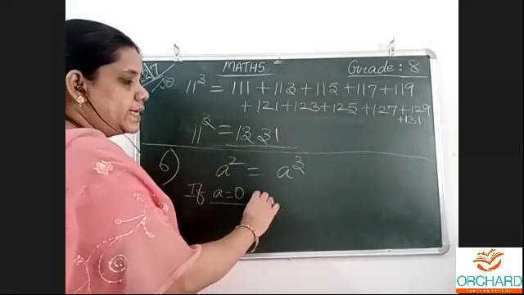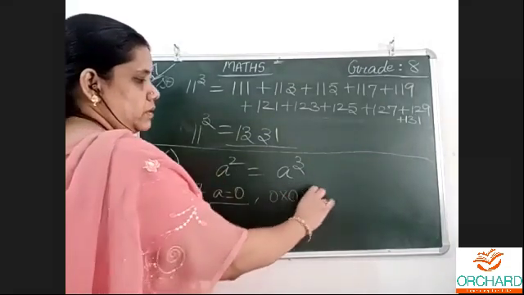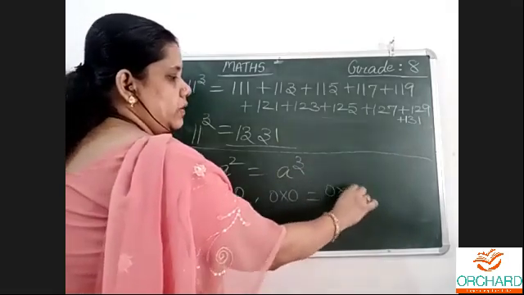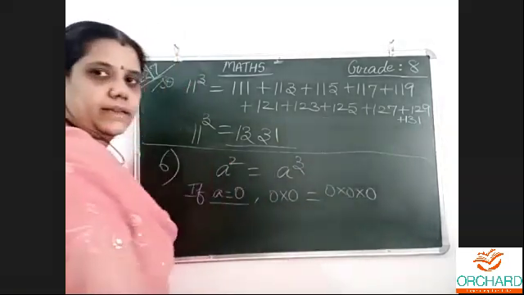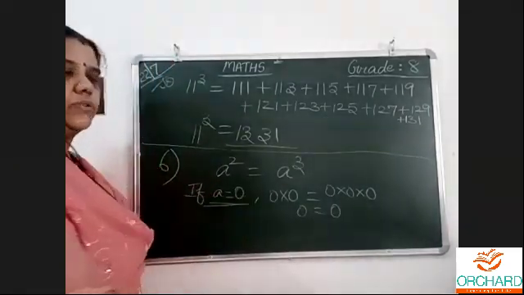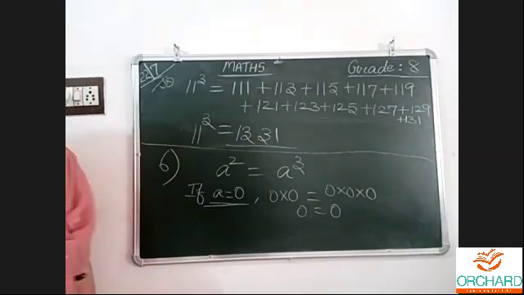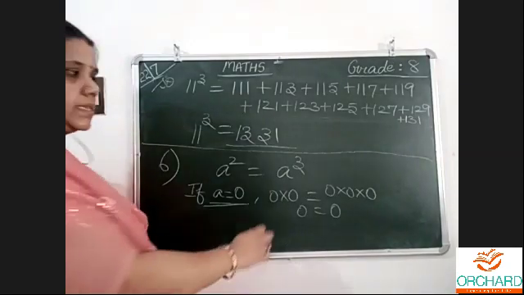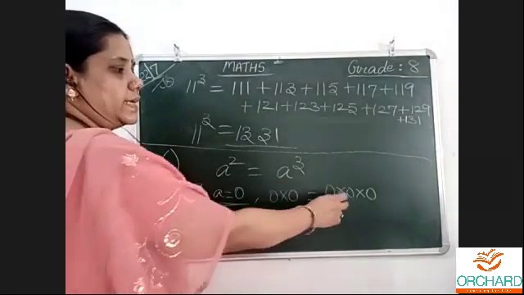If A equal to 0, think and see. If A equal to 0, good. So 0 squared is what? 0 into 0. What is 0 cube? 0 into 0 into 0. Anyway, the answers are 0. So A equal to 0 means yes, we will get the same answer for A squared and A cube.